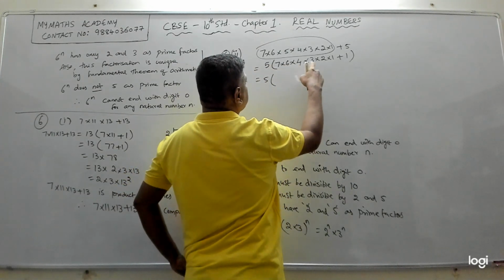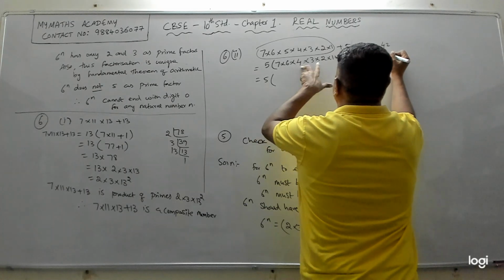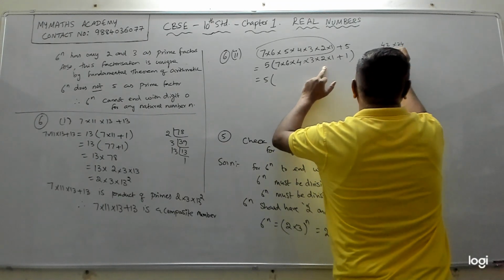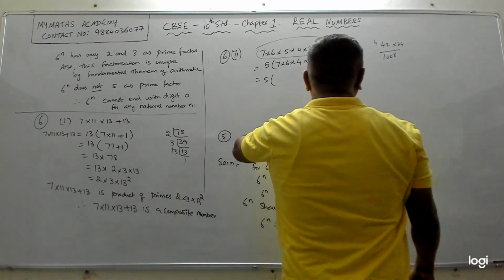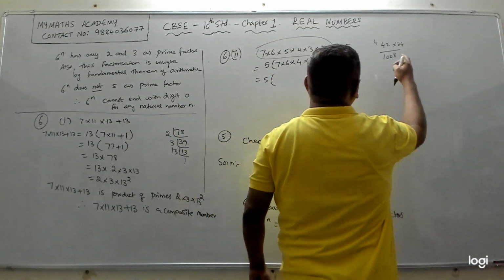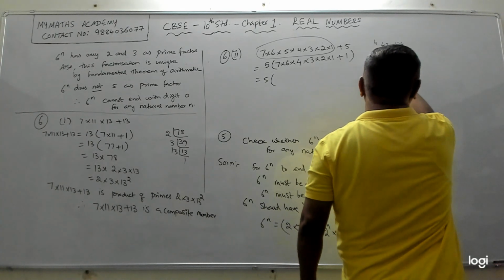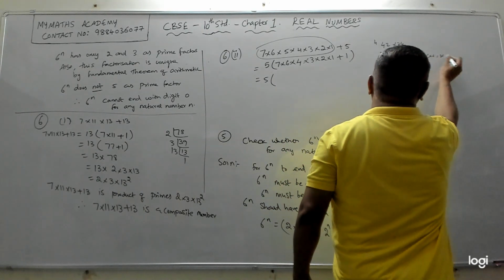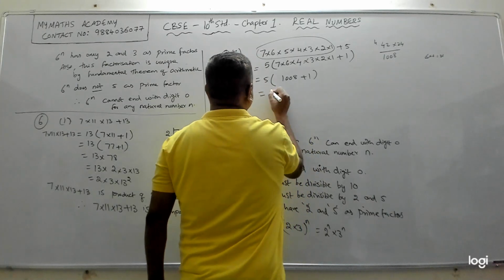7 into 6 into 4 into 3 into 2 is how much? Let's do that. 7 sixes are 42. 12 twos are 24. What is 42 into 24? 24 twos are 48, carry 4. 24 fours are 96, plus 4 is 100. Then 6 into 6 is 36, 9. So 1008. This is plus 1, which is 5 into 1009.